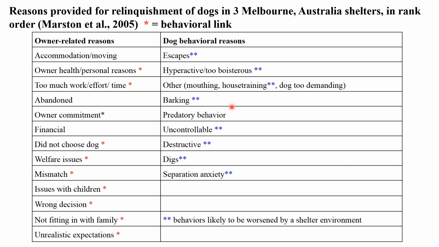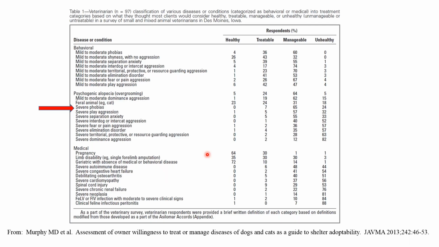It's the only condition in this list of reasons to relinquish dogs that have to do with their behavior that is not worsened by being put in a shelter. Every one of these situations, sheltering can actually make worse.